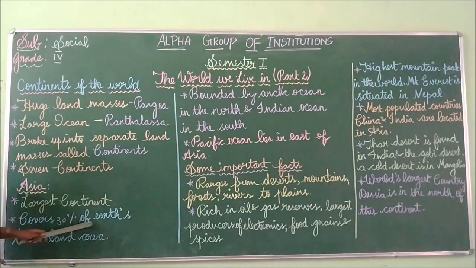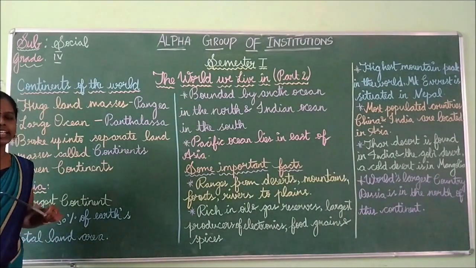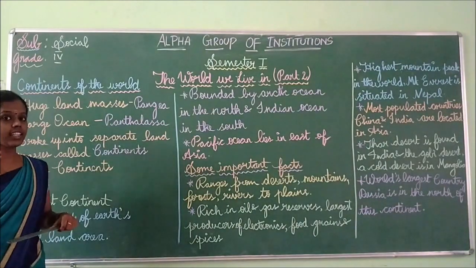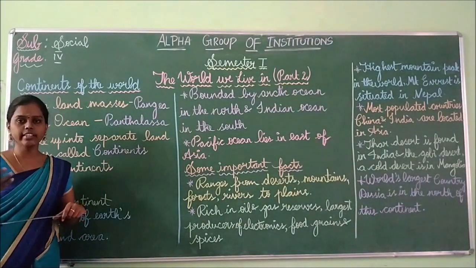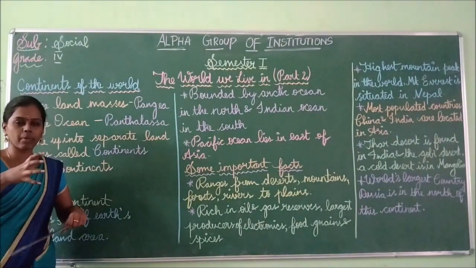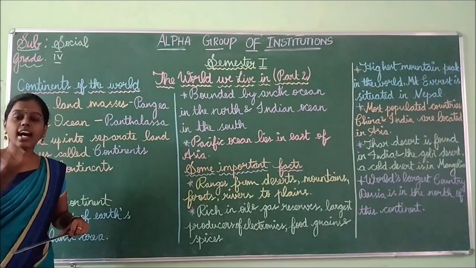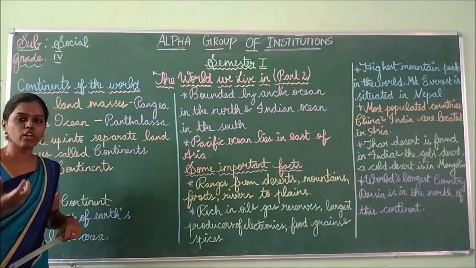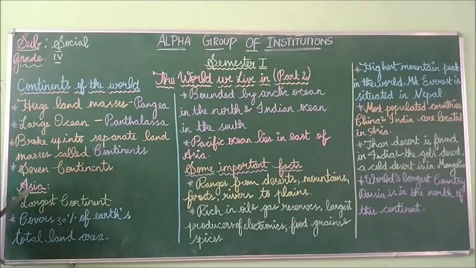It covers 30% of Earth's total land area. How much land area does it cover? It covers 30%. On the Earth, 50% is half of the Earth, and in that half, 30% is a larger amount. So that amount of land is located in Asia. 30% of the land of Earth is covered by Asia.